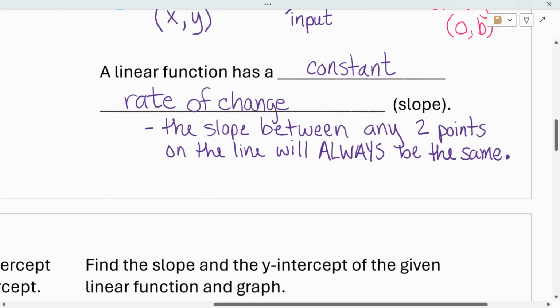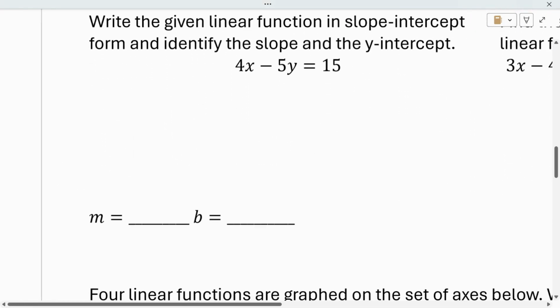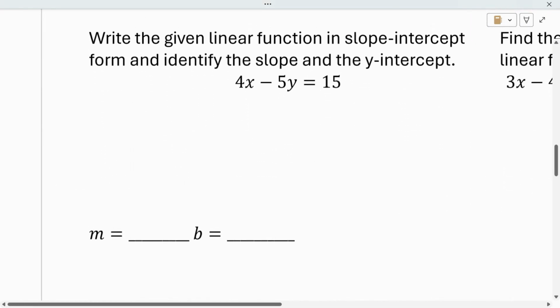All righty. So open it up on the inside. And we're going to start with this example right here. It says, write the given linear function in slope-intercept form, and then you need to identify the slope and the y-intercept. So let's talk about what is slope-intercept form.